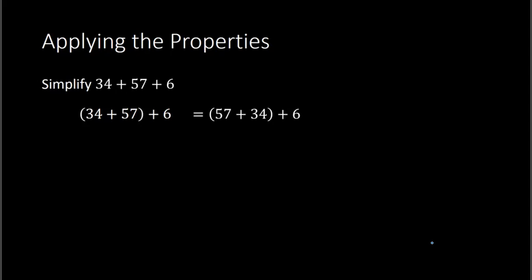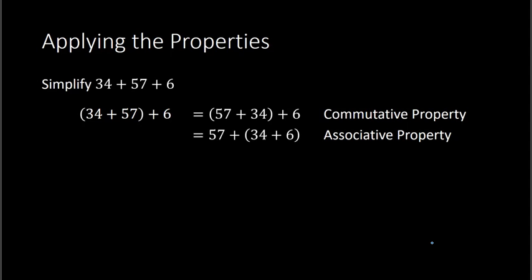Okay? And that property that says I can move the 57 and 34 is the commutative property, because commute means to travel or to move. Okay, now from here, if I wanted to, I could regroup this. So I have 34 plus 6. So 34 plus 6 are in parentheses. So I'm changing the grouping of the numbers. So that would be your associative property.